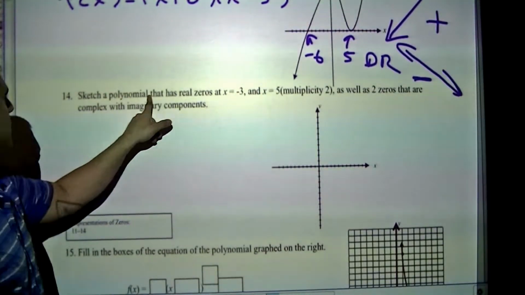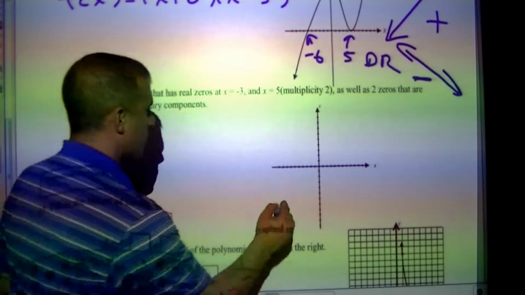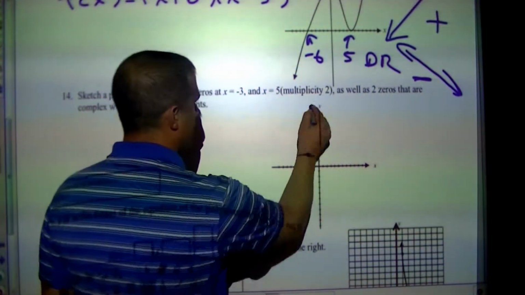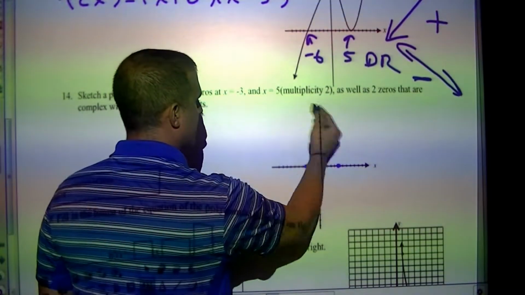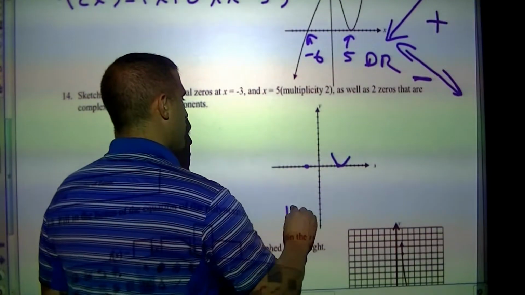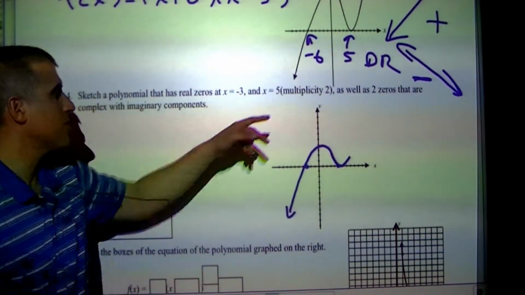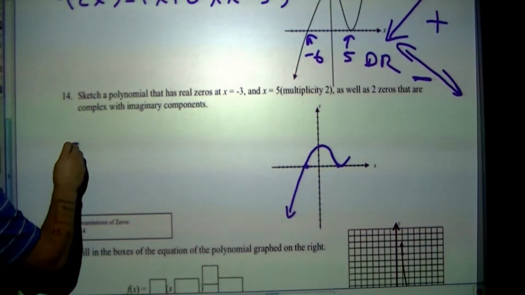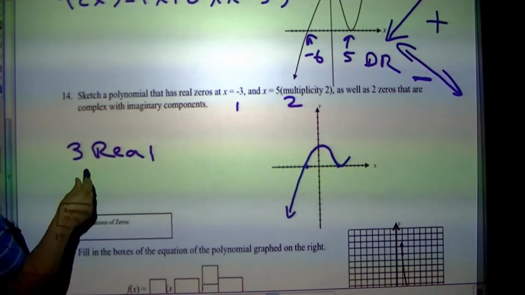Here it says sketch a polynomial with real zeros at negative 3 and at 5 with a multiplicity of 2. So here's what that means. Let's put the real zeros in first. Multiplicity of 2, 1, 2, 3, 4, and 5. So since it's got a multiplicity of 2, that means it's got a curve. So this should go like this, because it's got a touch and go because it's a double root. Now, I got 3 real, because this counts as 1, this counts as 2, total of 3.